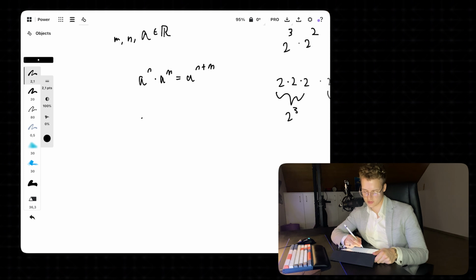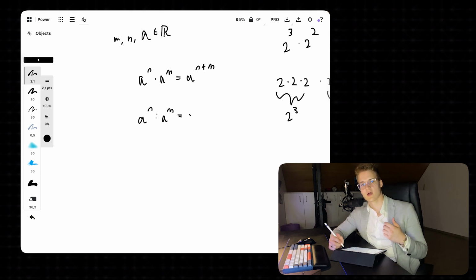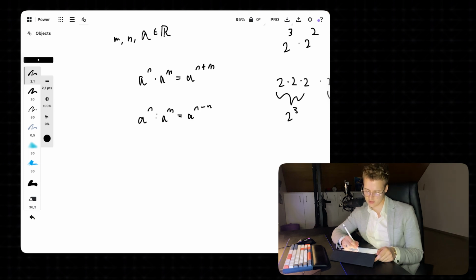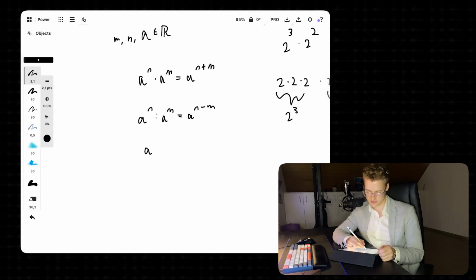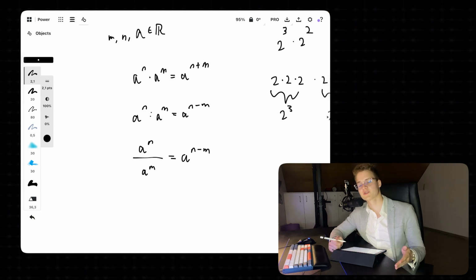The second rule is a to the power of n divided by a to the power of m. In that case, instead of addition, we have subtraction. So we are going to have a to the power of n minus m. And because you know that fractions are the same as division, the same rule applies for fractions. So a to the power of n divided by a to the power of m is the same thing, because fractions and division are equivalent operations.